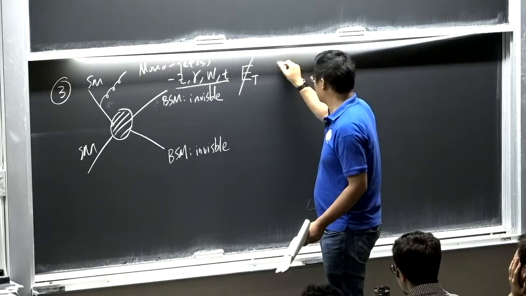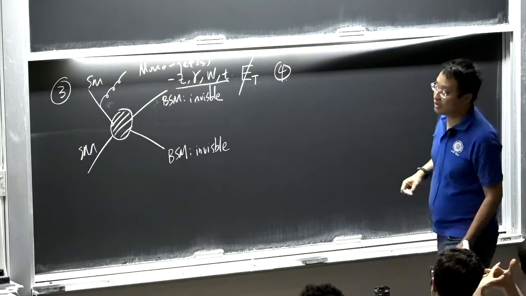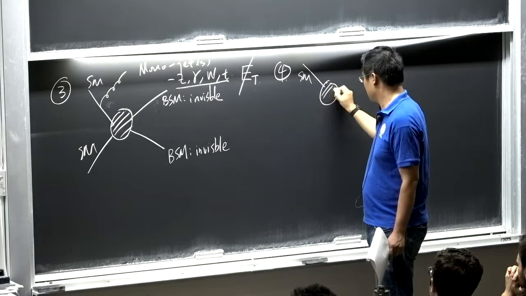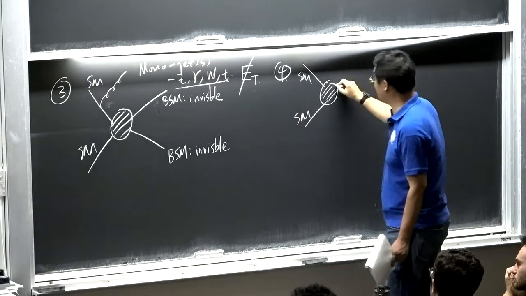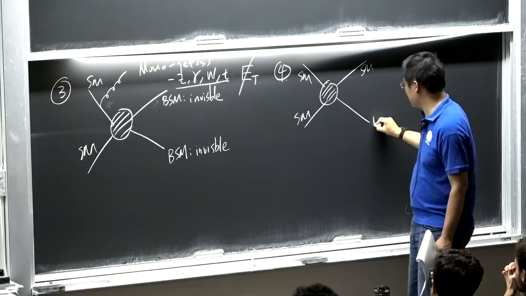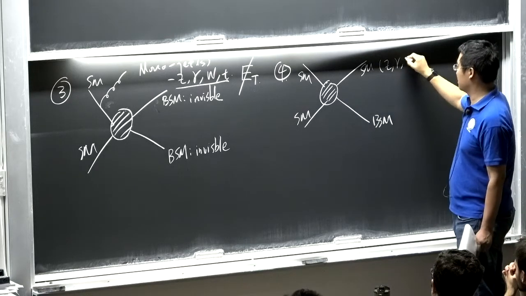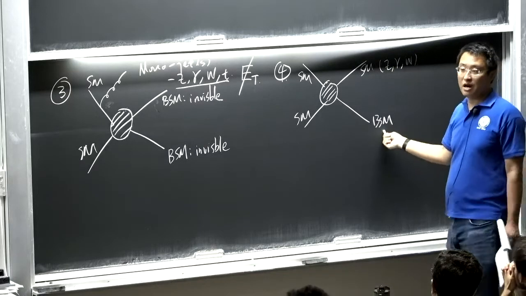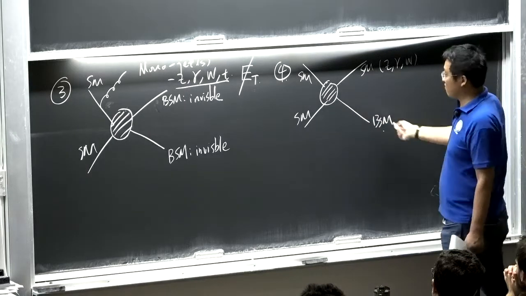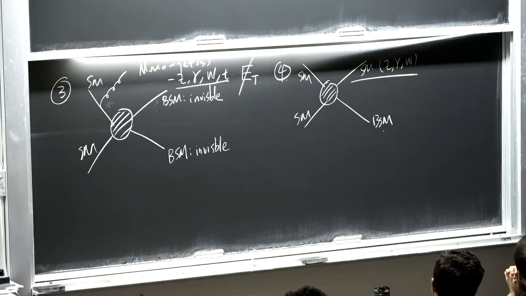searches, BSM searches, where the production mechanism is called associated production. So I can have two standard model particles. I'm writing blobs. It's a bit abstract, but I will give you a concrete example very soon. I can produce BSM particles in association with a standard model particle, like Z, gamma, W, et cetera. But this BSM particle doesn't necessarily have to be an invisible particle. It can be a visible particle, right? I can produce two of them together, et cetera. But what's important is they're produced in association with another standard model particle.